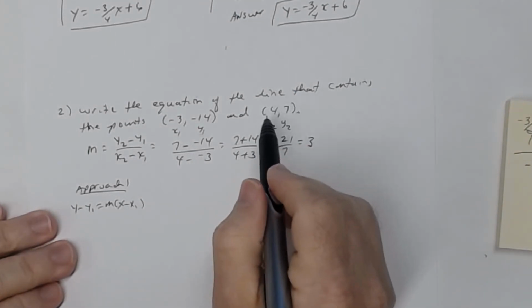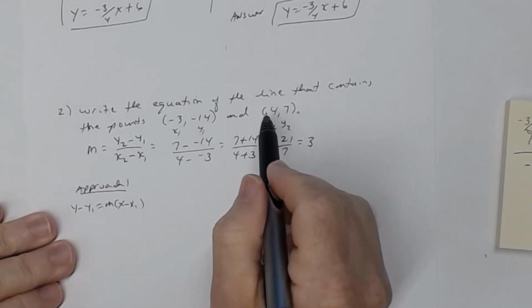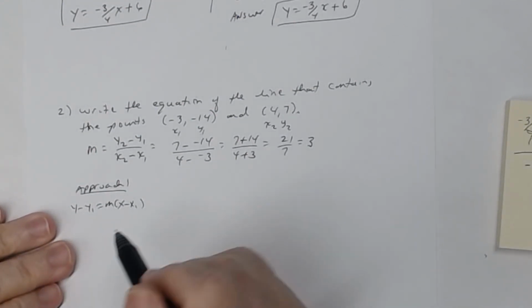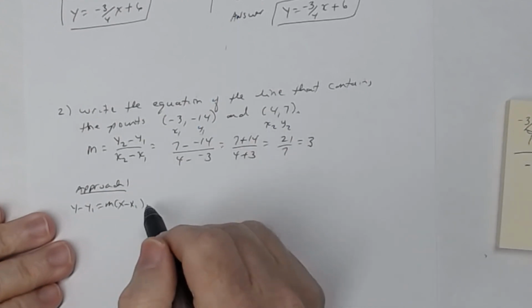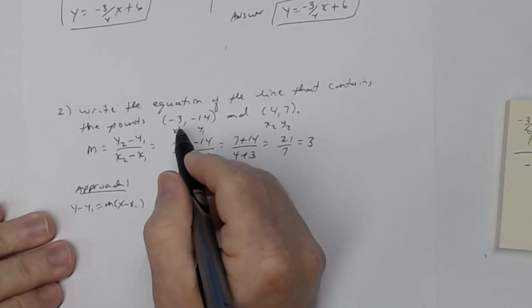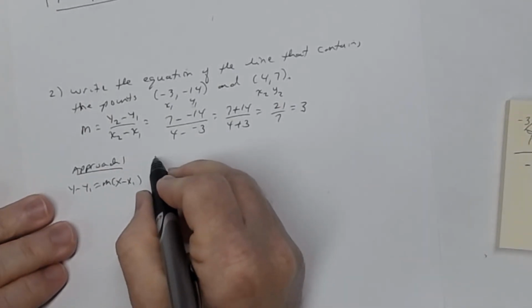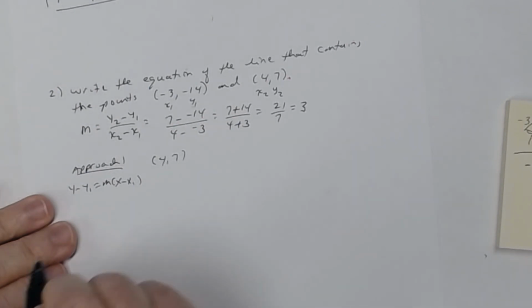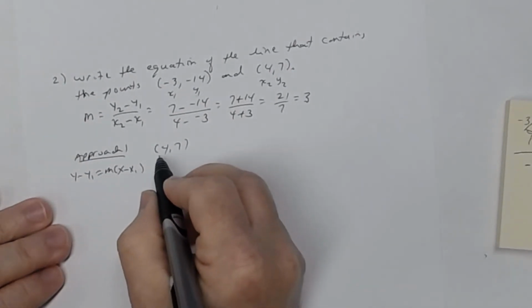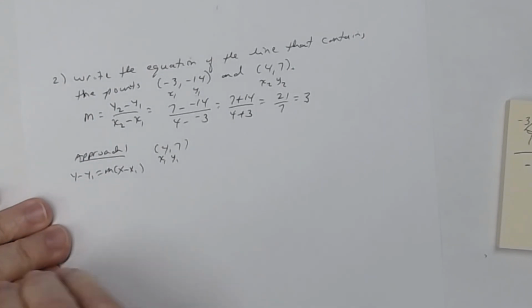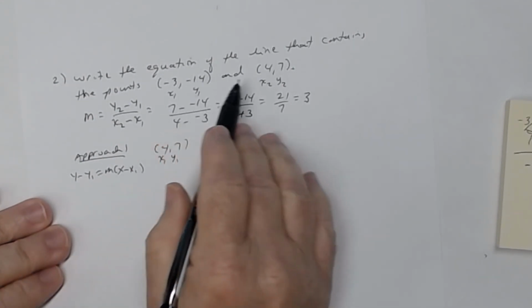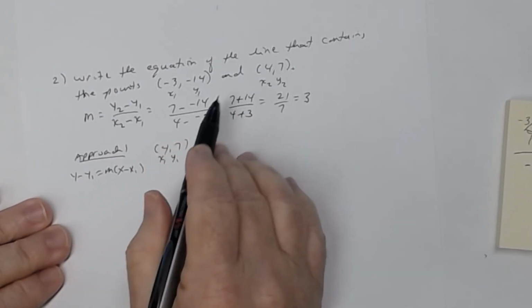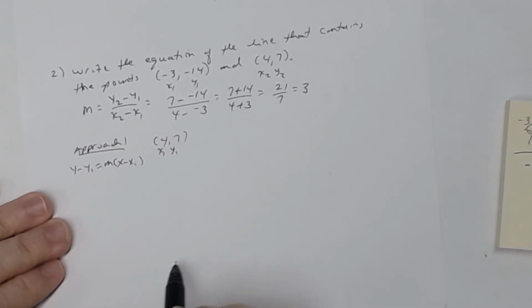Now, most students would probably use this one because both of those coordinates are positive. And so let's use this point with approach 1, and then approach 2 will use this one. All right, so we're going to use 4, 7 with approach 1. So this would be your x1, this would be your y1. But again, it did not matter which one you used. Regardless of which of these points you used in either approach, you would get the same equation.